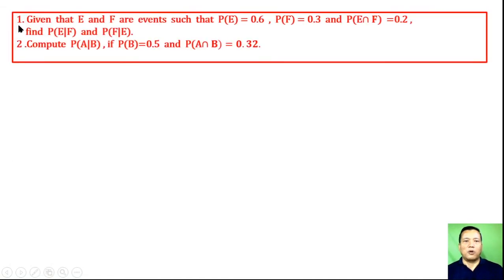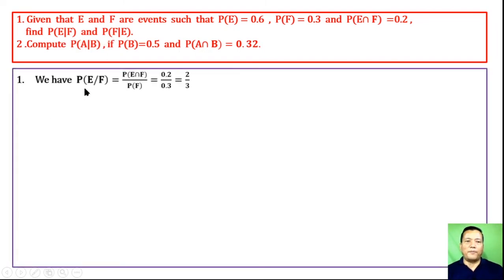Exercise 13.1. Question number 1. Given that E and F are events such that P of E is 0.6, P of F is 0.3, and P of E intersection F is 0.2. Find P of E given F and P of F given E. We have P of E given F is P of E intersection F by P of F. The numerator is 0.2, the denominator is 0.3. Dividing, we get 2 by 3. And P of F given E is P of F intersection E by P of E. F intersection E is 0.2, P of E is 0.6. Cancelling, we get 1 by 3.